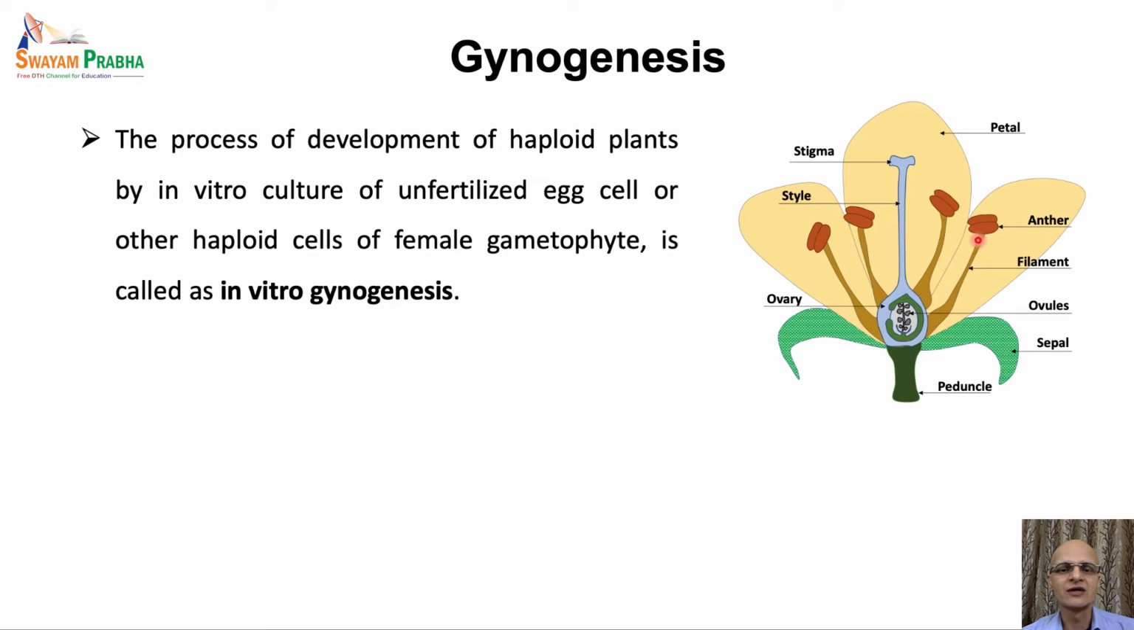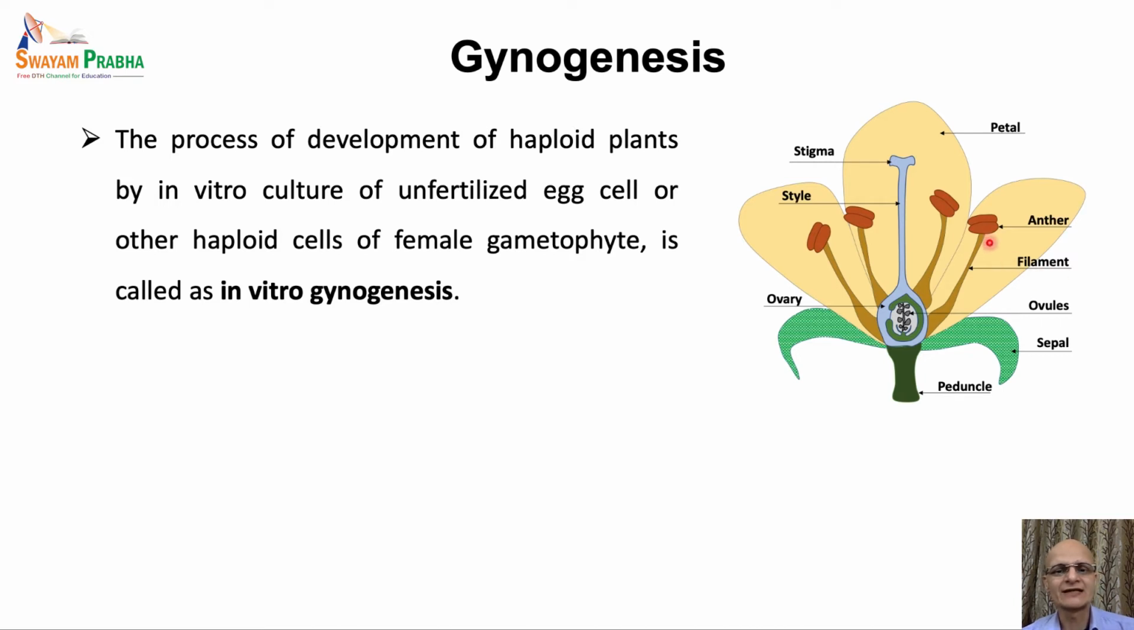The third whorl is androecium, that is the male reproductive organs. It is the collection of stamens that have two parts, filament and anthers. Earlier in the first lecture, we talked about the use of anthers or the pollen grains that formed within these anthers for in vitro culturing to raise the haploid plants. And the term associated with pollen culture is androgenesis.